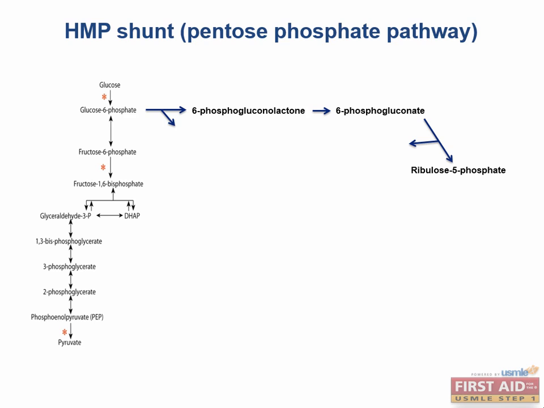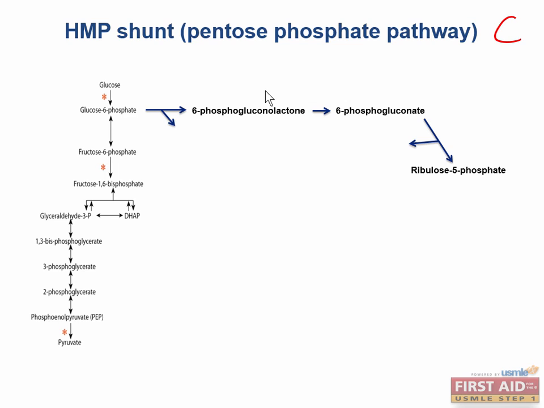Let's quickly cover the HMP shunt, also known as the pentose monophosphate pathway, which we can kind of see here. This is going to occur in the cytoplasm of a cell. I'm only going to touch upon the important stuff for the USMLE. There's a lot of enzymes and intermediates that I'll be neglecting. However, I'm here to get you maximum points on test day, so really focus on the points that I'm going to be talking about.